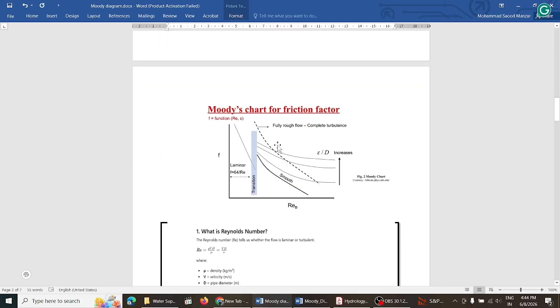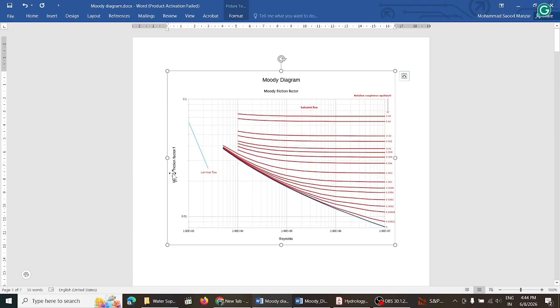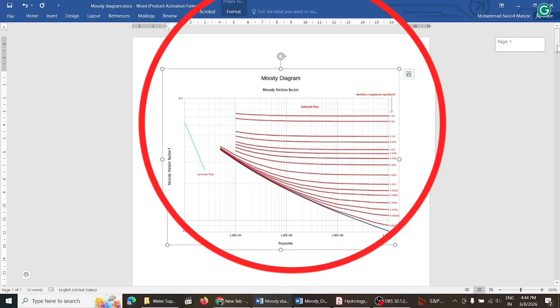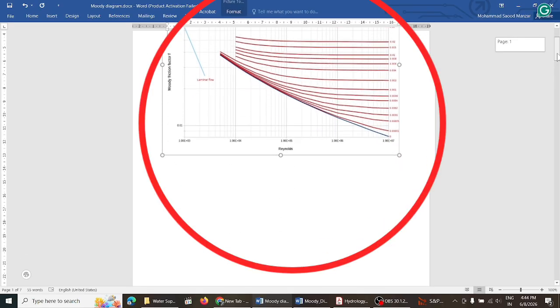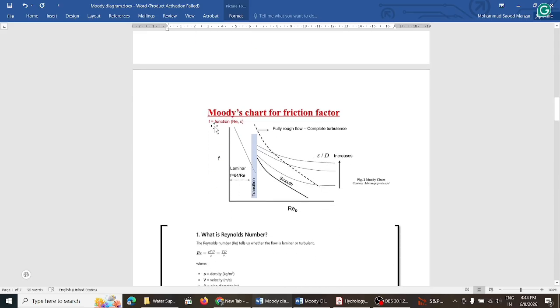And this is the Moody chart for friction factor. As you see here, on the y-axis is the friction factor and this is the Reynolds number. And these are the different ranges, the laminar flow and the turbulent flow, and this is my relative roughness, which is the ratio epsilon upon d, that is the absolute roughness of your pipe material by the inside diameter. This is a dimensionless ratio.